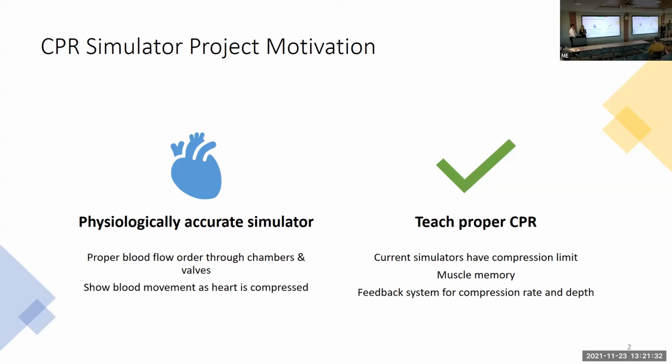And then for teaching proper CPR, a lot of current simulators in use have a depth limit in place when you perform the compressions, so you compress down until you hit that, and then it won't let you press any farther. In real life, there is not a compression depth limit when you're compressing a human's rib cage, so we want to teach muscle memory through the use of feedback on compression depth and rate.